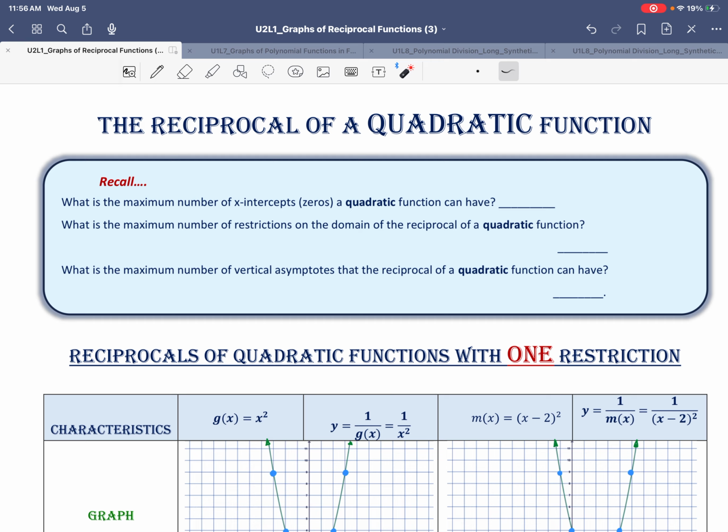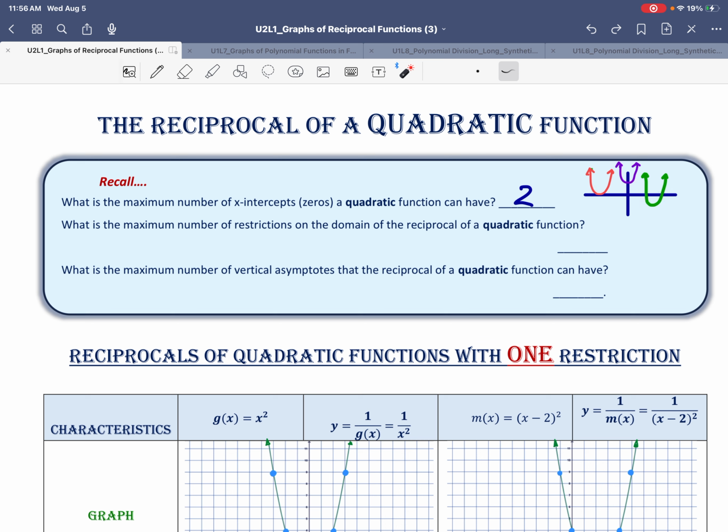Recall that the maximum number of intercepts that the graph of a quadratic function can make with the x-axis is 2. But in addition to this, we must emphasize that the quadratic function can also have only one x-intercept or no x-intercepts. The reason why we want to look into this is because when we reciprocate a function, the zeros of that function will turn into the vertical asymptotes of the reciprocal.